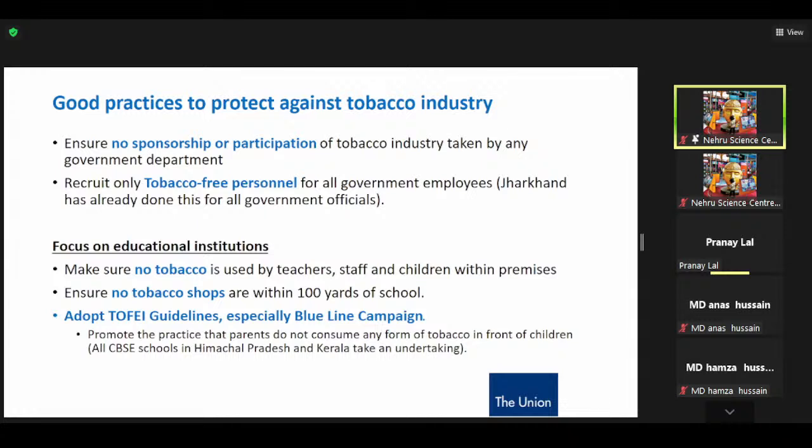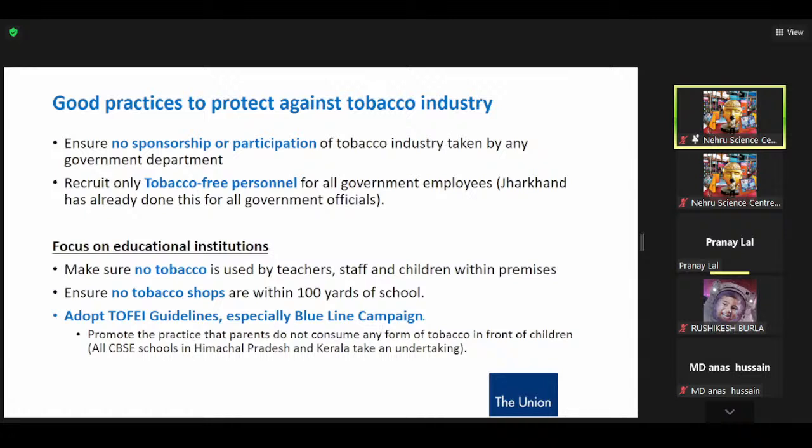There was a massive fire in Parel, which caused the death of 24 people. Those are the deaths that never get reported as tobacco-related deaths. But the fact is, tobacco is a major cause of disease and death because of fire.